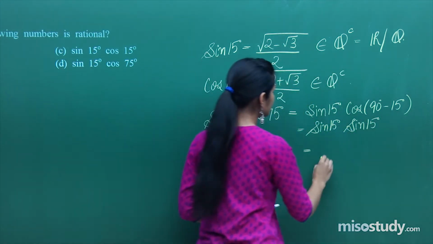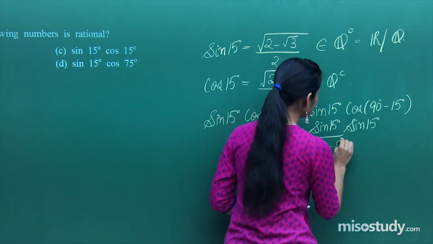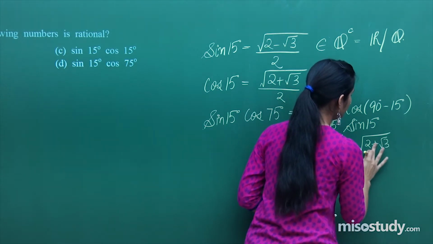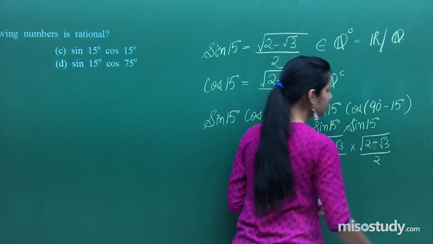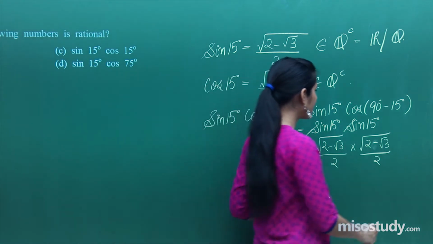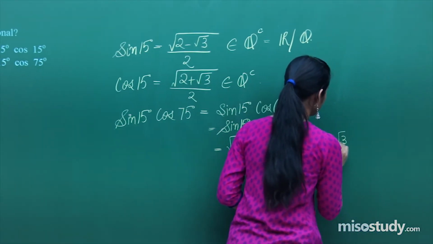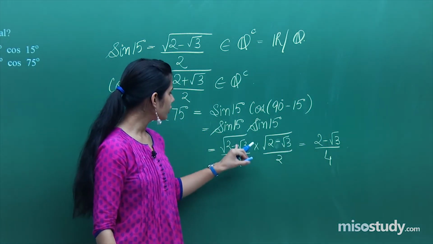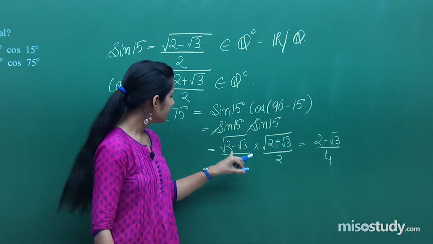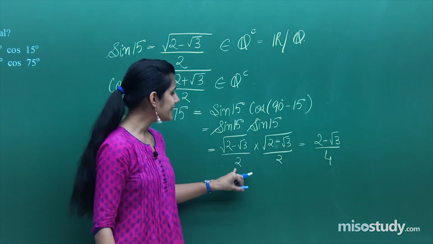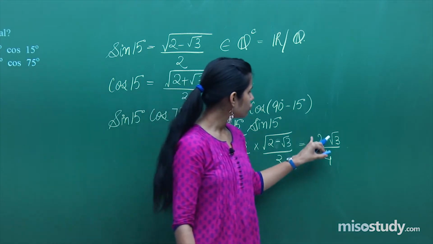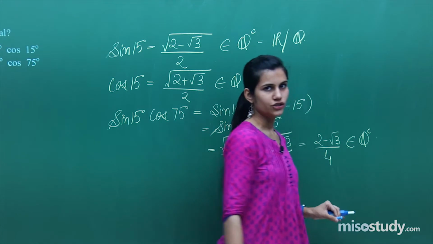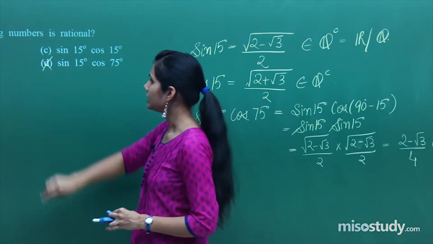Sine 15 is this, root over 2 minus root 3 whole upon 2, into root over 2 minus root 3 whole upon 2. What are you going to get? This is nothing but 2 minus root 3 whole upon 4, isn't it? Because it is root over 2 minus root 3 whole upon 2, whole square. The whole square cancels the root of the numerator and squares the 2 of the denominator. You get 2 minus root 3 upon 4, which is again irrational. That means even this is not rational.